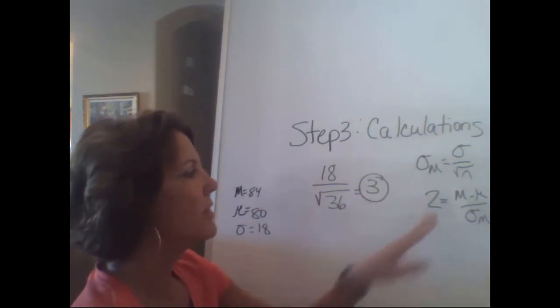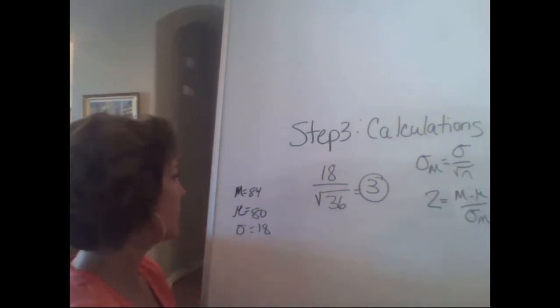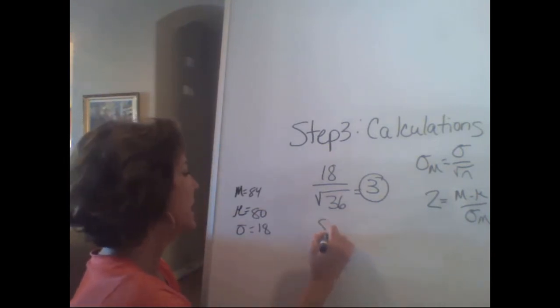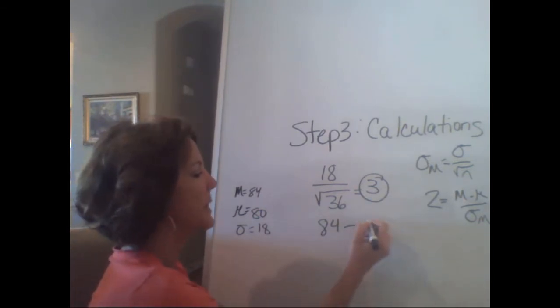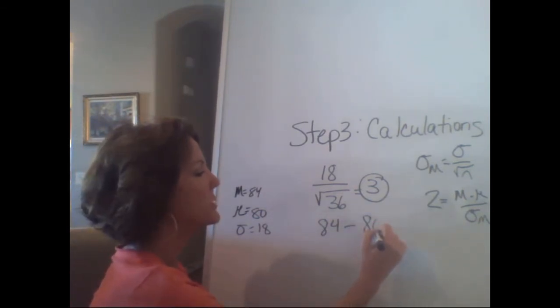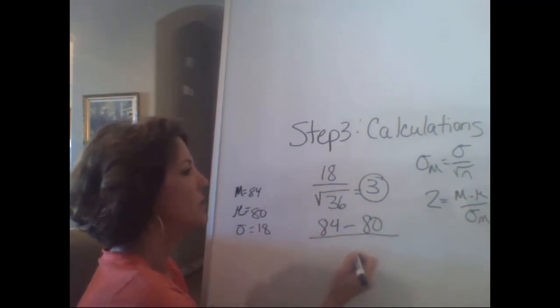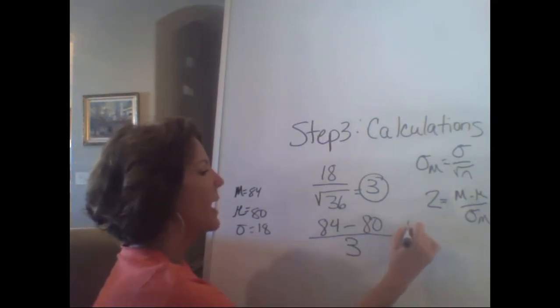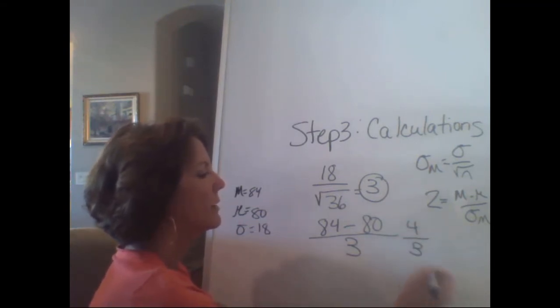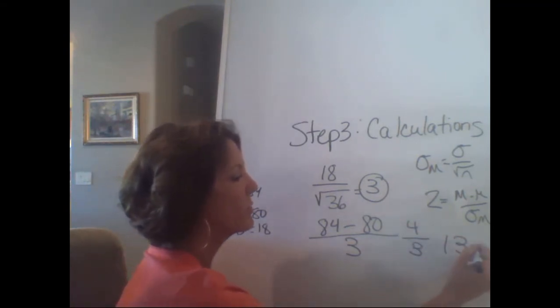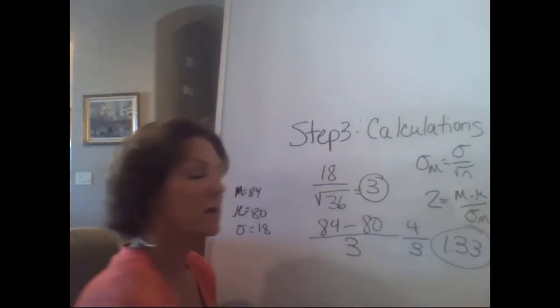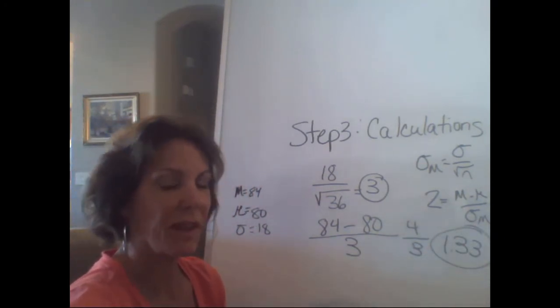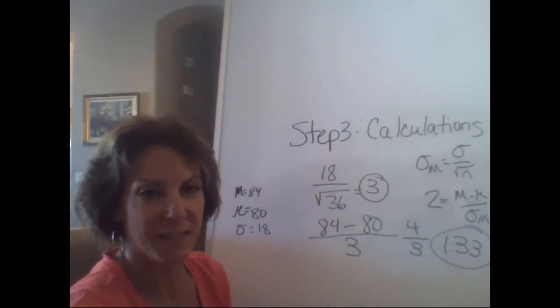And now we can apply the z formula now that we have the standard error. Our sample mean was 84, and the mean of the population was 80. And we're going to divide that by 3. So we have 4 divided by 3, which gives us 1.33. So our z-score is 1.33. The last thing we're going to do is make a decision.